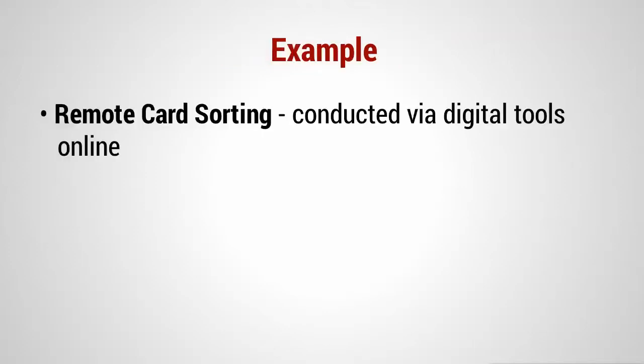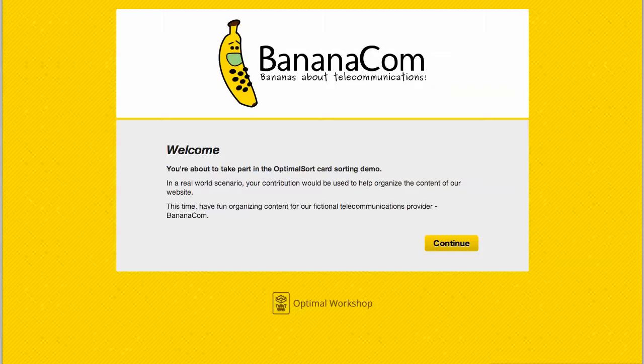Let's look at an example, and we're going to look at an example provided by a remote card sorting company. Remote card sorting is card sorting that's conducted via digital tools online. So remote just means they're doing the card sorting from one place to another place that's distant. They're not in the same room with the testers. Let's take a look at this and you'll see card sorting in action. So for this example, we're going to be sorting cards from Banana.com, which is obviously a fake company that has been created just in order to show how card sorting works.